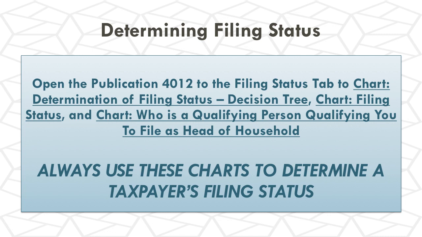Open the Publication 4012 to the Filing Status tab. We will be using the Determination of Filing Status Decision Tree chart, the Filing Status chart, and the Who is a Qualifying Person qualifying you to file as Head of Household chart. The IRS requires that we use these 3 charts to determine filing status.